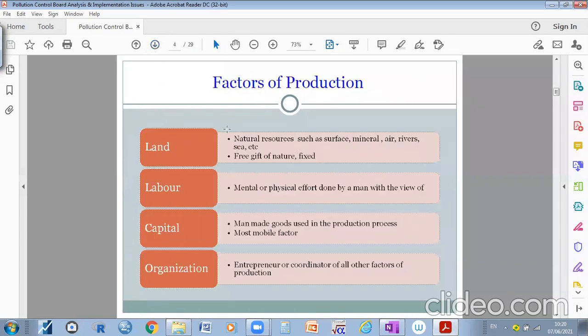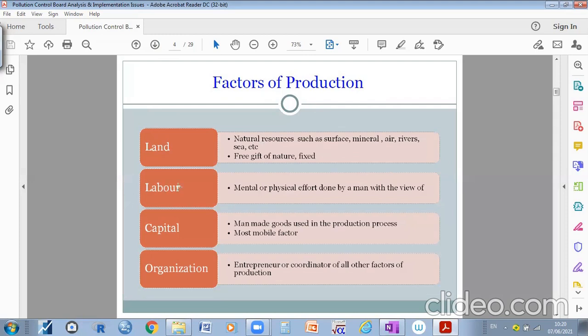So as you know, what are the factors of production? Land. What is the land here? It is a natural resource such as surface, minerals, air, rivers, sea, etc. For example, in order to produce paddy, we need to use land. For example, we can use surface and some minerals.